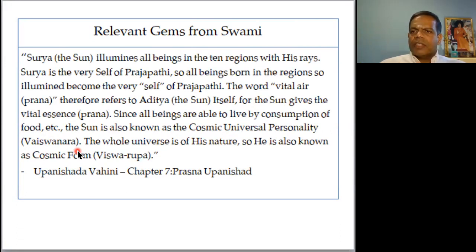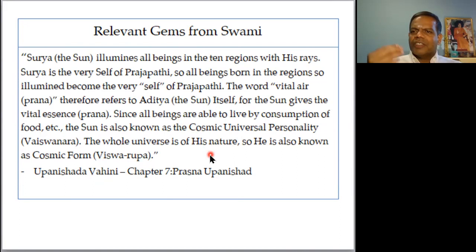Vaishwanara means everything is alive because of Vaishwanara. The Vishwam is alive because of Vaishwanara, which is the sun. The whole universe is of his nature, so he is also known as the cosmic form, Vishwarupa. This is actually from the Prashna Upanishad, and Swami has written about it in the Upanishad Vahini, where the sun is described and why we worship the sun.